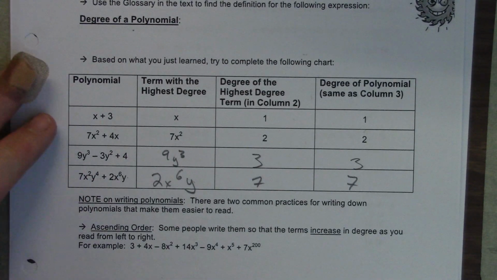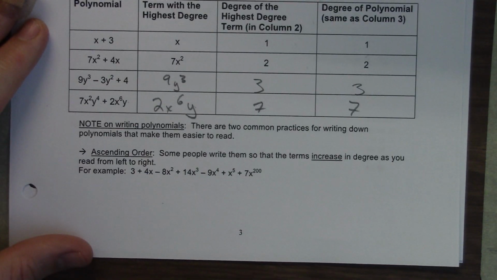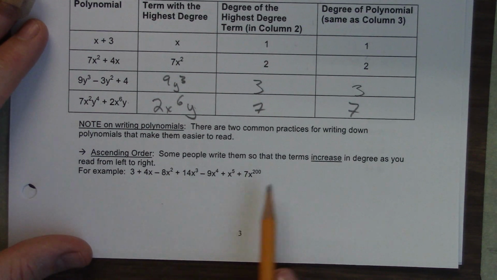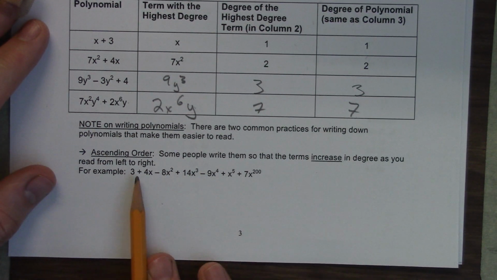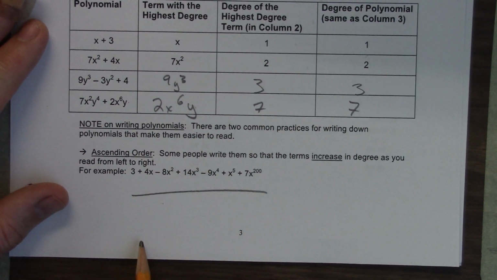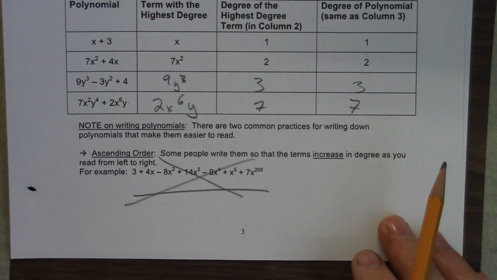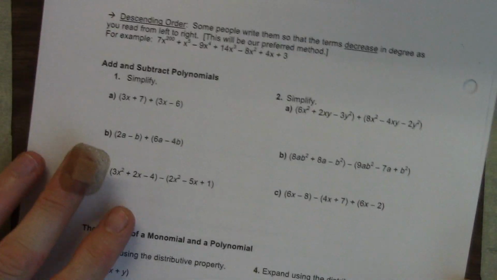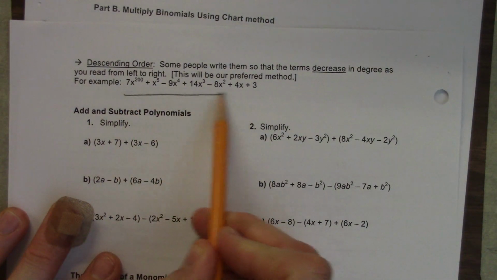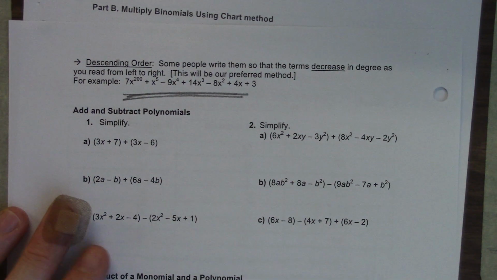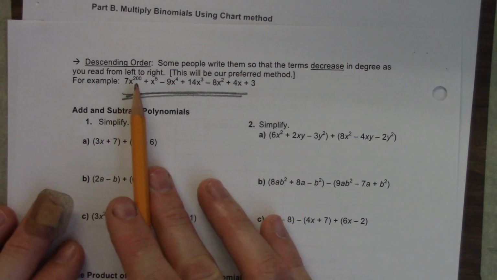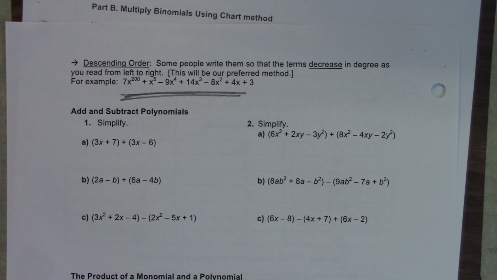Okay. On writing polynomials, there are two common practices for writing down polynomials that make them easier to read. Ascending order. Some people write them so that the terms increase in degree as you read from left to right. I never do this. Ever, never, ever in my life. I always do it the other way. Always, always, always do I put the highest degree term first. It quite literally looks backwards if you do it backwards.